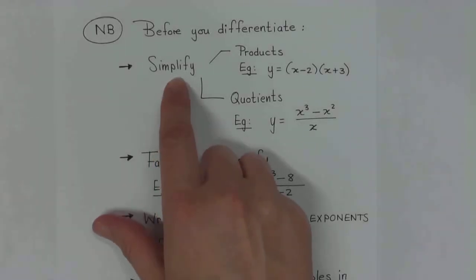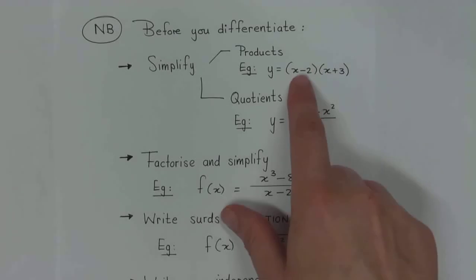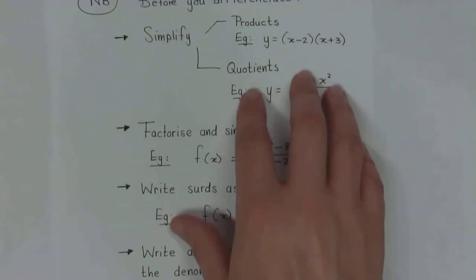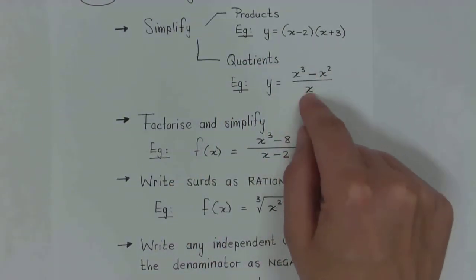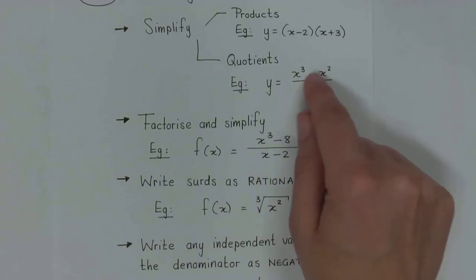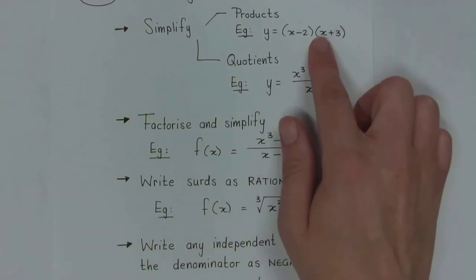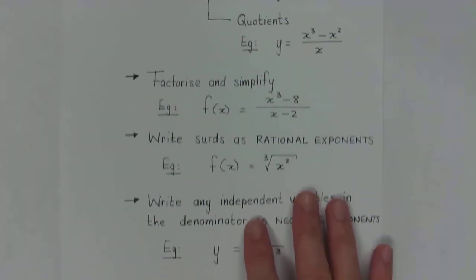Simplify. Products need to be expanded. You need to multiply. If there's a binomial times a binomial, you need to FOIL it. You need to work that out before you can use your differentiation rules. Quotients, so fractions, need to be simplified. This one can either be simplified by saying it's the first term divided by x minus the second term divided by x, or you can take x out as a common factor and divide it away. There are two options there. But simplify products, simplify quotients before you employ your differentiation rules.